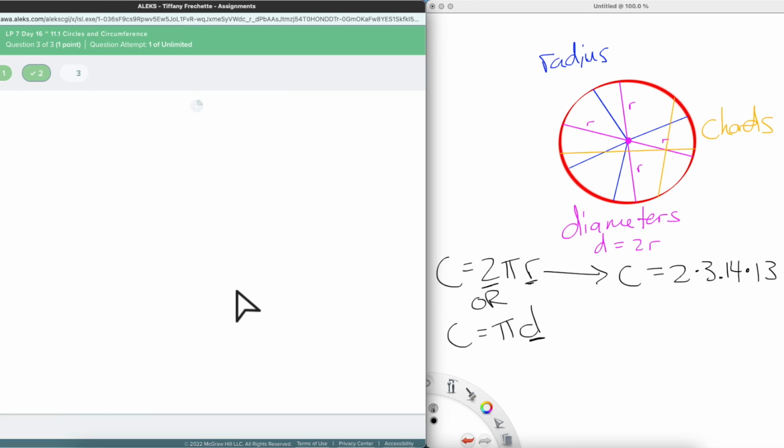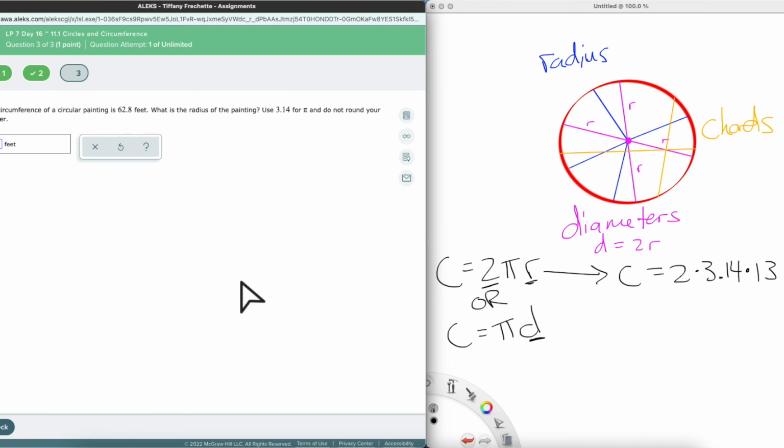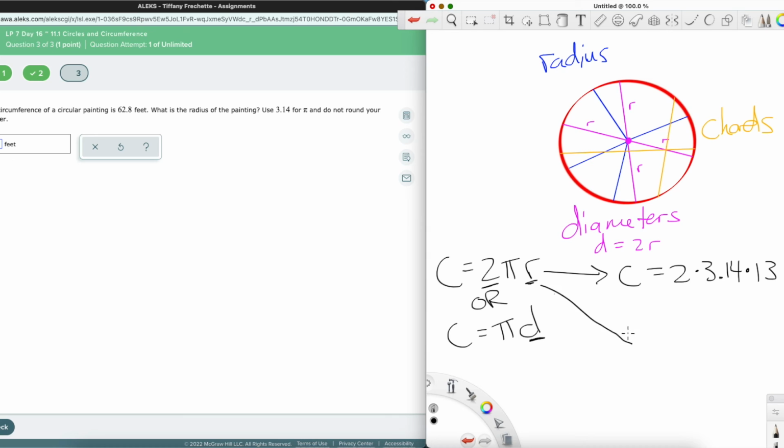Let's do one more of these. The circumference of a circular painting is 62.8 feet. What is the radius of the painting? Same thing. We're going to use this formula, but a little backwards. I'm given the circumference now, and I'm being asked what the radius is. I still want to use 3.14 for pi. So I'm going to use this equation again because they're asking me to find the radius. Instead of C, I know it's 62.8, and that's going to equal 2 times pi times radius.